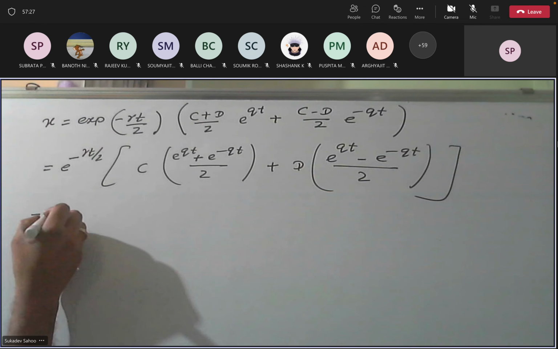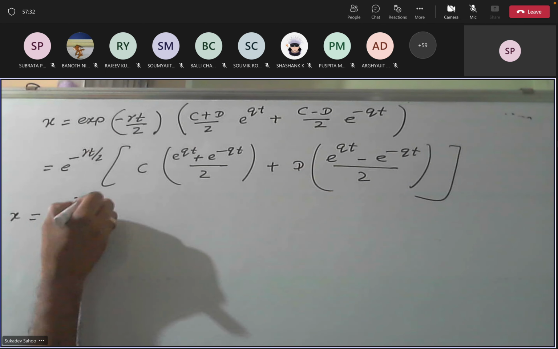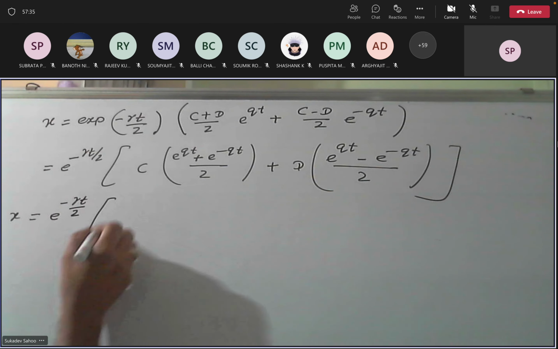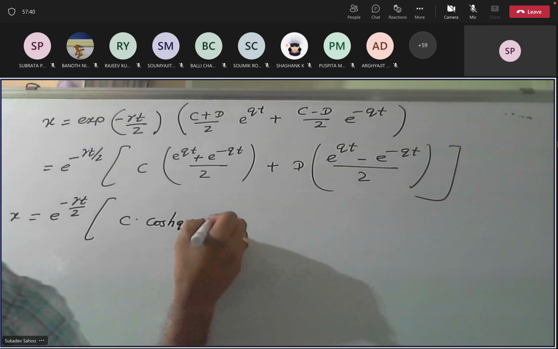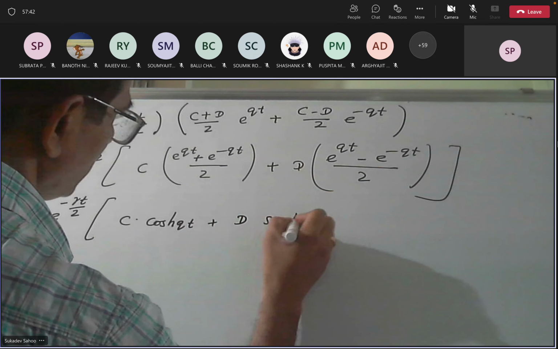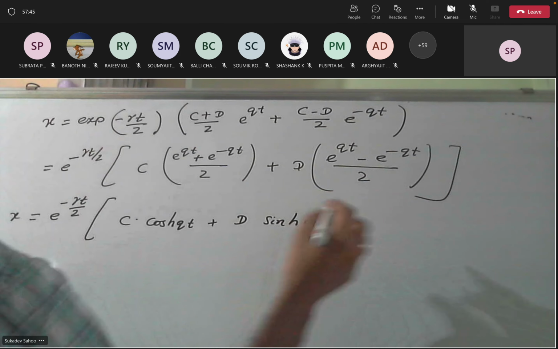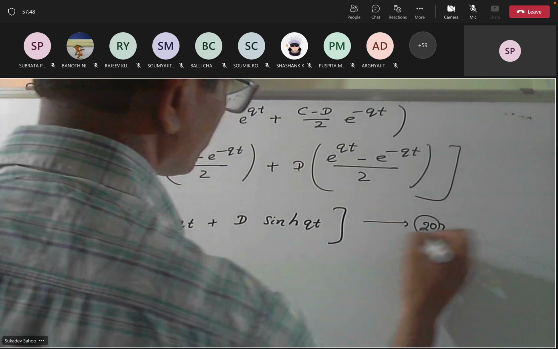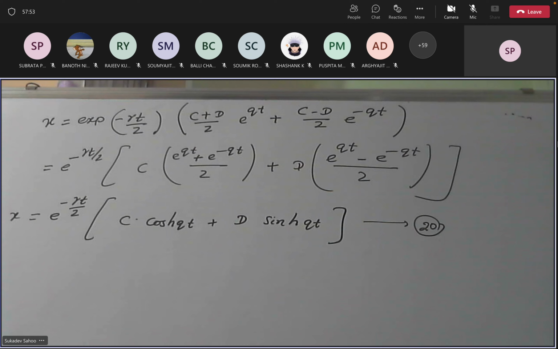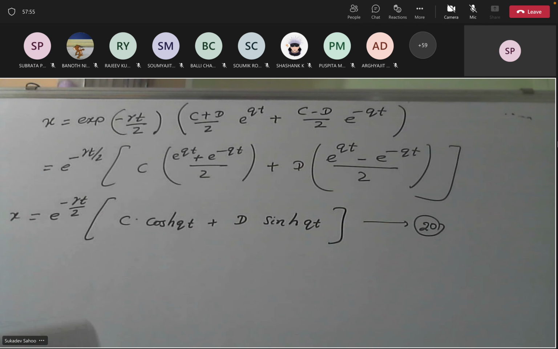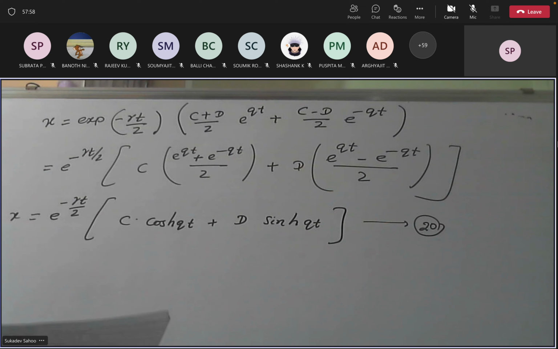which can be written as x equal to e to the power minus gamma t by 2 into c cos hyperbolic qt plus d sin hyperbolic qt. So equation number 20 is the equation of motion for a damped harmonic oscillator in case of a large damping or over damped motion.